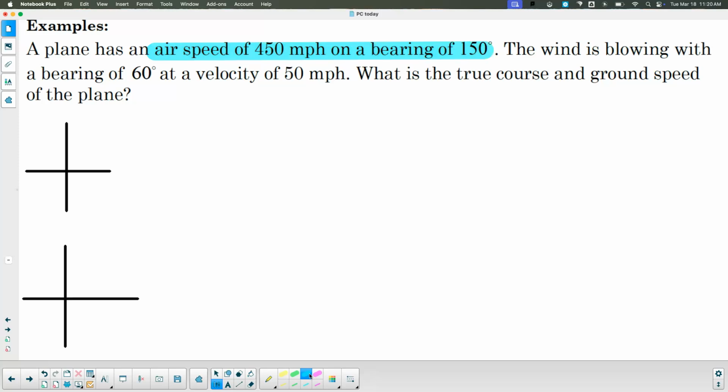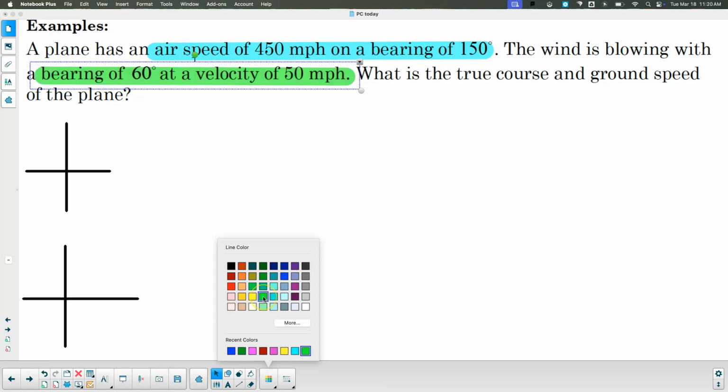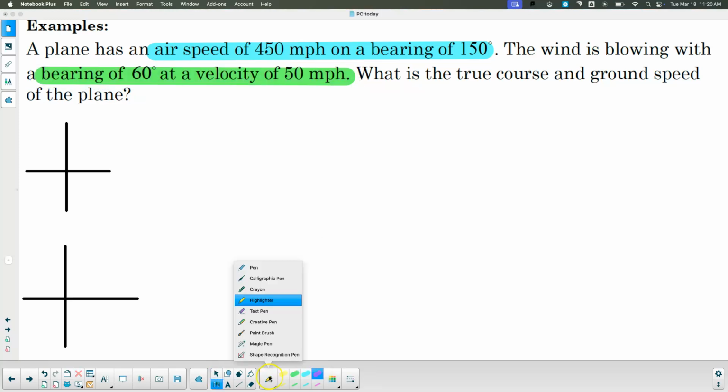Is that A, W, or G? That's A. Okay. What is this one? W. Actually, I should have made that one be green. Okay. So this is A, and this is W. We want to find G. Okay? So, let's break it down. Let's deal with A first.